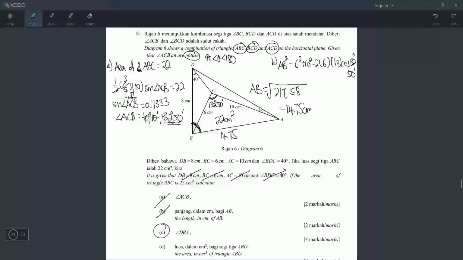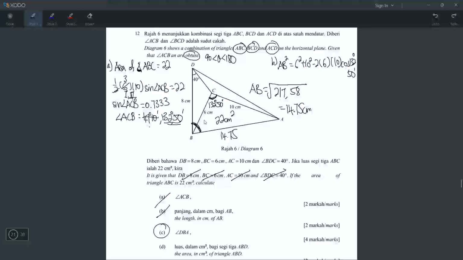So can we use the big triangle to find this? I don't think so, because for the big triangle you have the length here, 8 and 14.75, but you don't have the angle here. So definitely using the big triangle is not easy. It's not possible. So I think what I can do is find separately: find this one separately, find this one separately, and then add together.